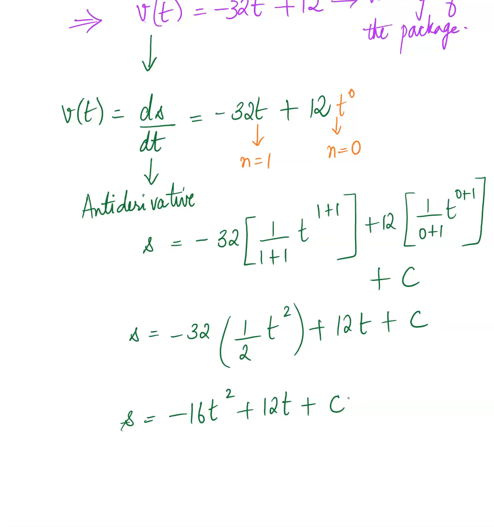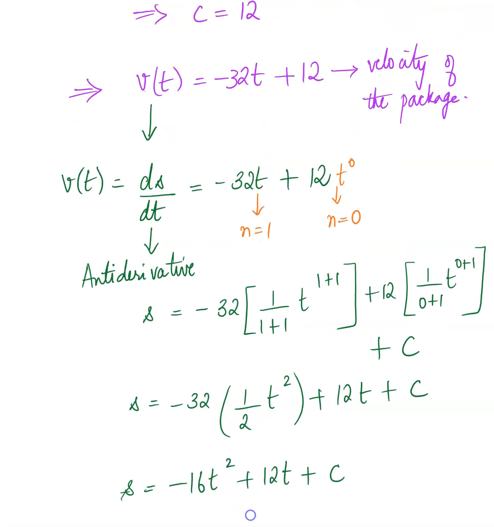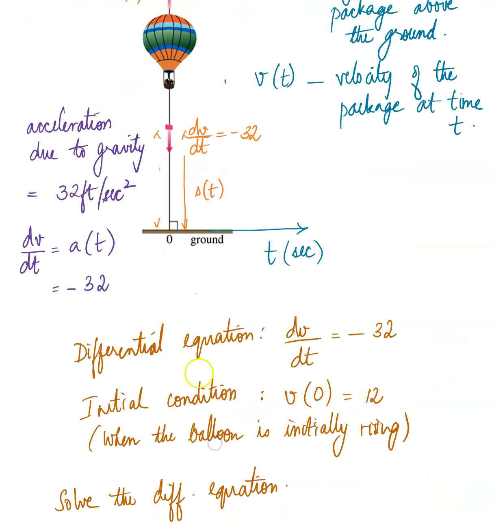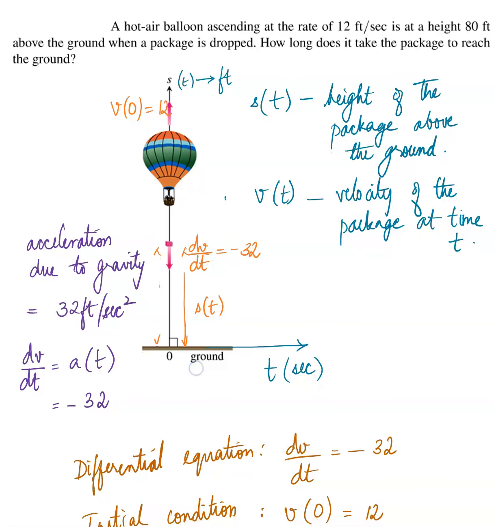So how do we find the c here? Because there we got the v and the t. The initial value for v was v of 0 equals 12 feet per second. So I want to take you back to the question quickly. Okay, do you see any other hint? We used the 12. We didn't use the 80. What is the 80? 80 is the height of the balloon from the ground when the package is dropped. So the package is dropped from a height of 80.